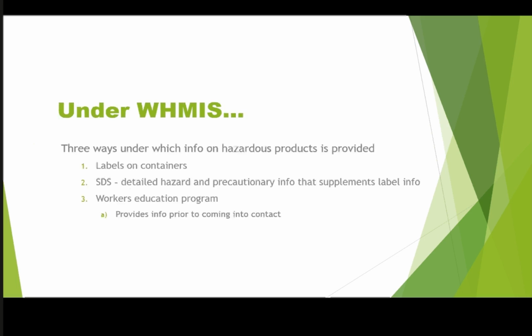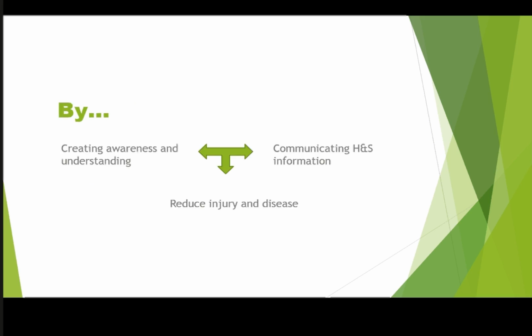Now there's three ways under which information on hazardous products is provided. There's labels on containers. There are safety data sheets that have detailed hazard and precautionary information. And there's a workers' education program. You need to be able to understand what it is you're looking at and being exposed to before you're going to be exposed to it. And the idea is that by creating awareness and understanding, and by communicating health and safety information, we can reduce injury and disease in the workplace.